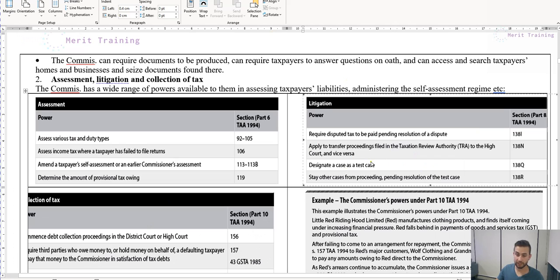They can designate a case as a test case, which is basically something which will set a precedent in the tax community. So if there's a certain case that they want to, it might just be a small case, but the New Zealand government is going to put all its forces behind it and put extra resources behind it, just so that they can then set a precedent and say, going forward, this is the outcome of it. We're going to hold everyone accountable based on the outcome of this test case. Obviously, it's not good to be on the other side of that, because the government's going to be putting additional resources than they normally would into your case, including with lawyers fighting it. And finally, stay other cases from proceeding pending resolution of the test case.